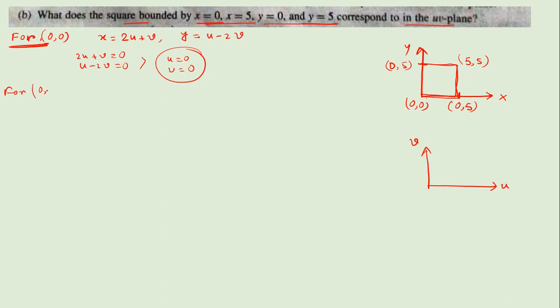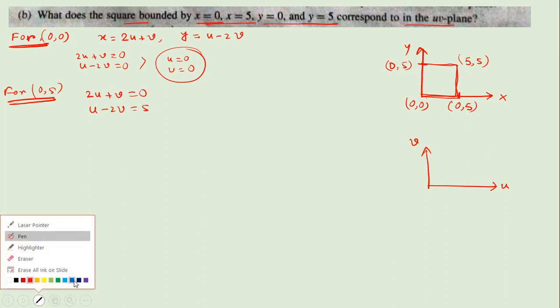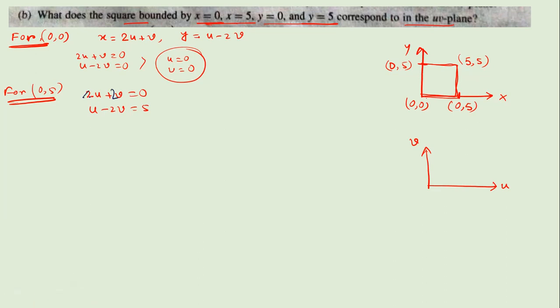For 0 5, x equal to 0, y equal to 5, that is 2u plus v equals 0 and u minus 2v equals 5. So if you multiply by 2 here, you will get 4. So adding, we get 5u equals 5, so you get u equals 1. If you put u equals 1, you will get v equal to minus 2. So for that you will get 1 comma minus 2.